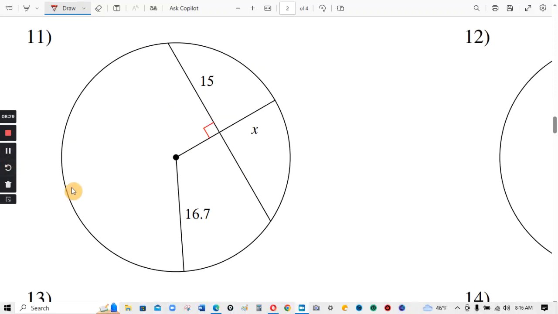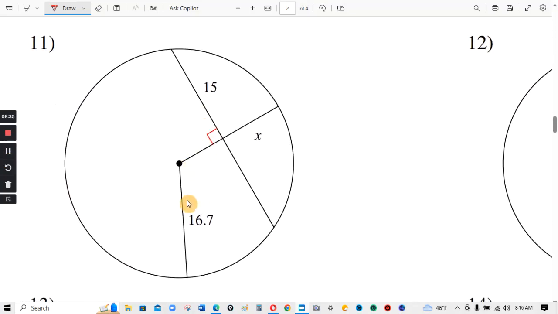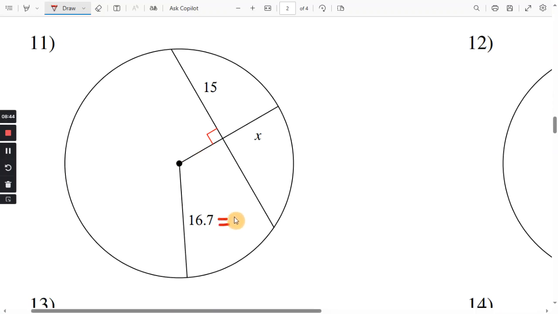All right, number 11. A little bit of work or creativity is needed here. We have our x value, and we have our radius value. Okay, this right here is a radius, so I'm just going to label this equal to r. And what we have to do is draw in another radius. If I drew in a radius from the circle to the center, it goes from the center to the circle. That is also a radius. So if r is 16.7, no matter where you draw that radius, it's going to be 16.7.